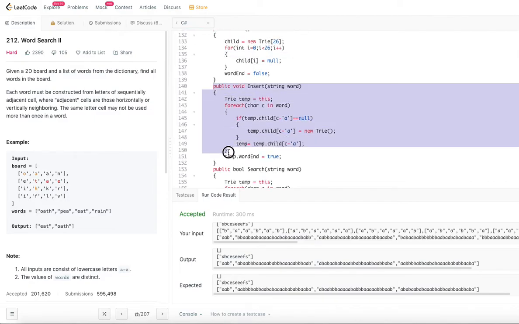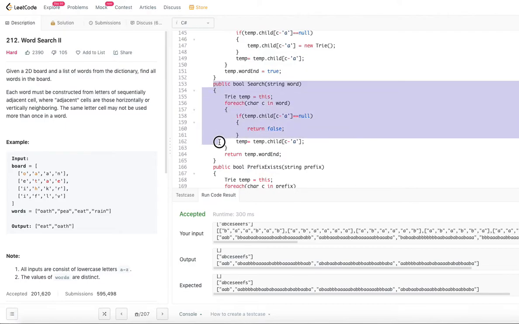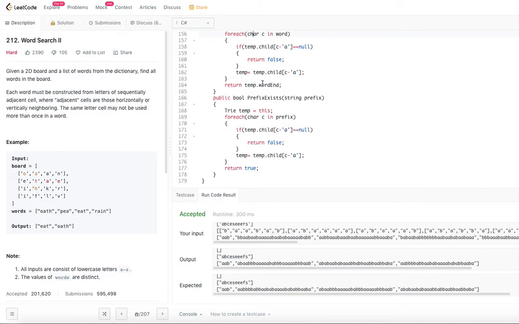This method is about inserting the word into the trie data structure, and this is again search for a given word. These two methods should be similar to whatever I have shown in the other video. And now this is the new method used for this problem: prefix exists. You give the prefix and take the temp, and then you search for this prefix in this trie data structure. So how are we searching? If you have a pointer for the first character, then you go to the next pointer. But if it is null, you return false, which means that prefix does not exist.